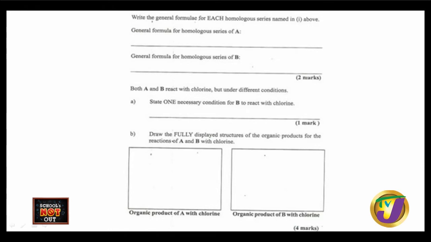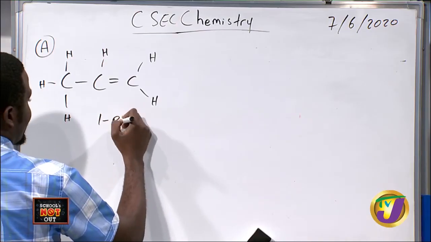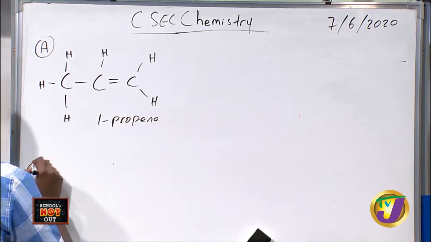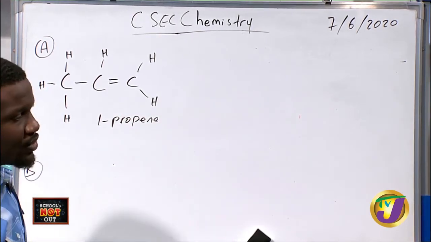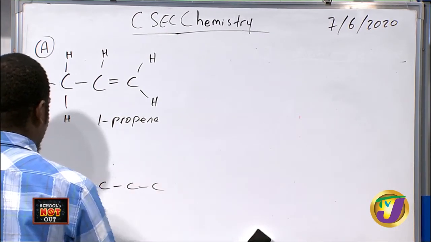So let's move up. So that was A, which is propene. So C, double bond C. All right. So this is A, which is propene, or 1-propene, if we want to be very specific. And then B would be butane. So 1, 2, 3, 4.